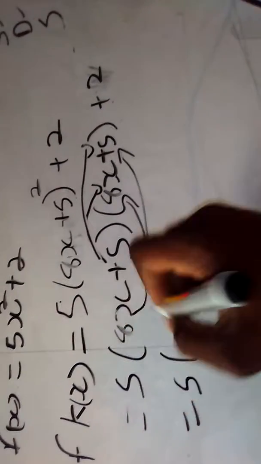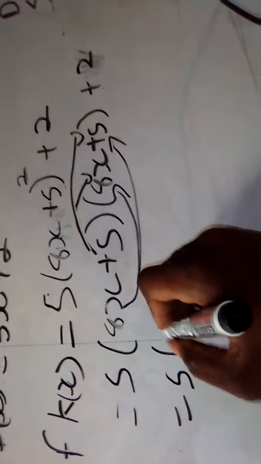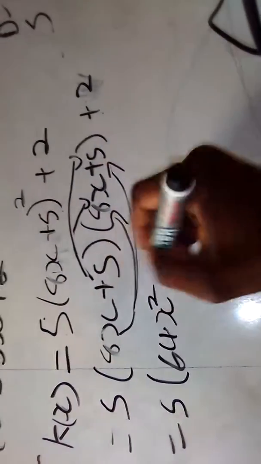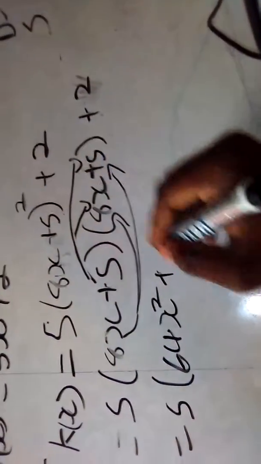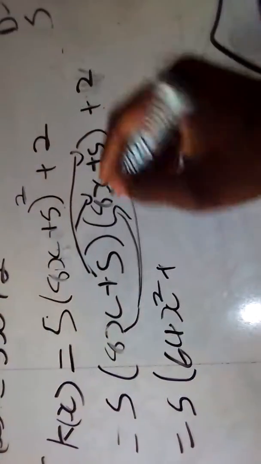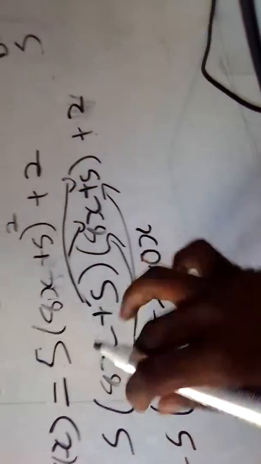So now we are going to distribute it. We write back the 5 first and distribute it. So write back the 5 bracket. Now we are going to have one bracket this time. So 8x times 8x is 64, and x times x is x squared. Then 8x times the 5: 8 times 5 is 40, and we put back the x. So 8x times 5 is 40x.